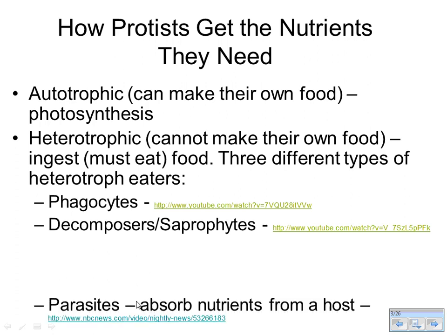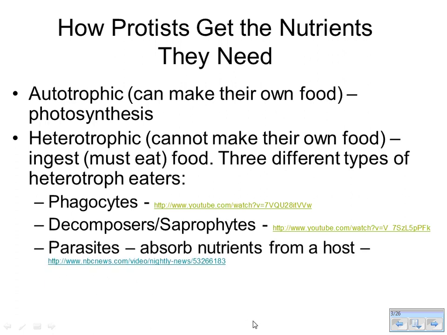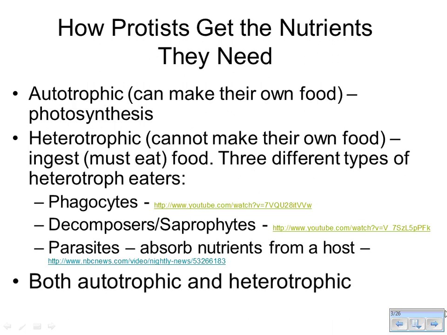You can also be parasites, which absorb nutrients from a host. Most of you have a pretty good idea of what a parasite is. Again, the third main type of how protists get the nutrients they need is that they can be both autotrophic and heterotrophic at the same time. There's a whole group of protists that can do this. They're kind of cool. We'll talk about those more later.